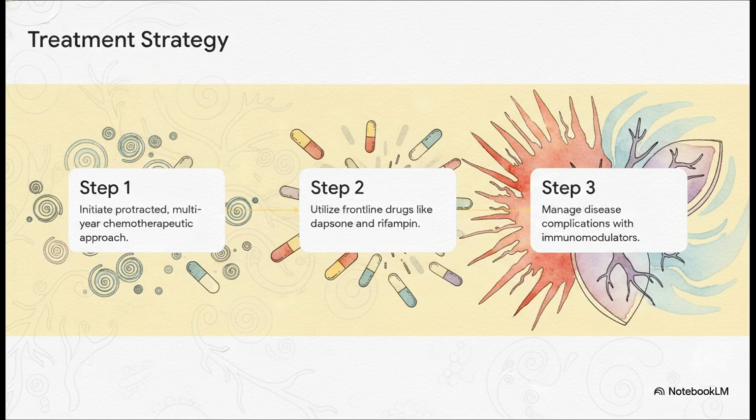We have to hit the bacteria with a multi-drug regimen to prevent them from developing resistance. For your exams, you absolutely need to know these frontline drugs: dapsone, rifampin, clofazimine, and minocycline. Those are your mainstays. But getting rid of the bacteria is only half the battle. As these bugs die off in droves, massive immune reactions can flare up, leading to severe inflammatory complications that can damage the nerves even further. So step 3 is crucial, managing those complications with powerful immunomodulators.